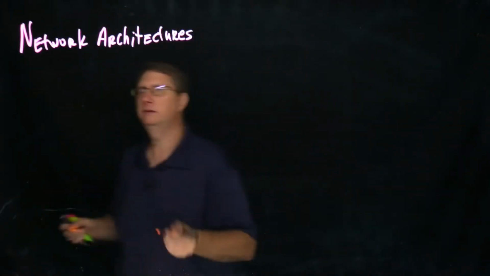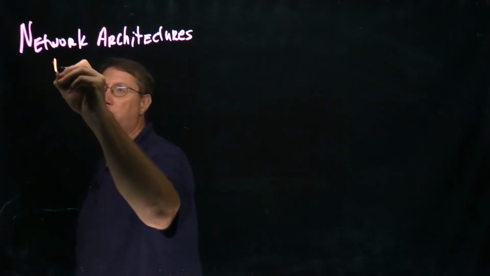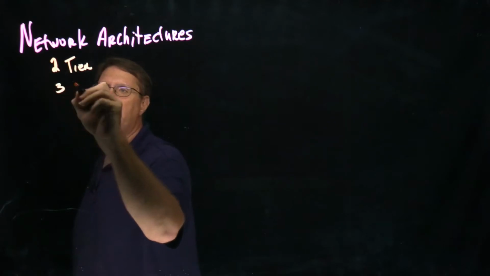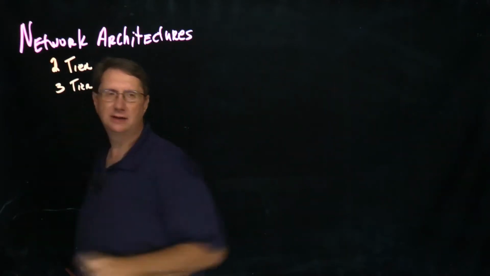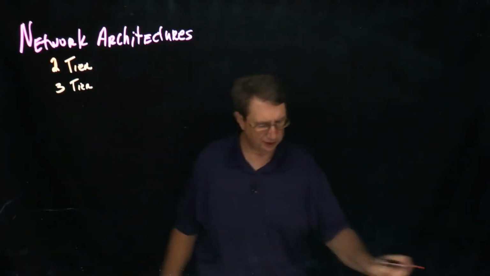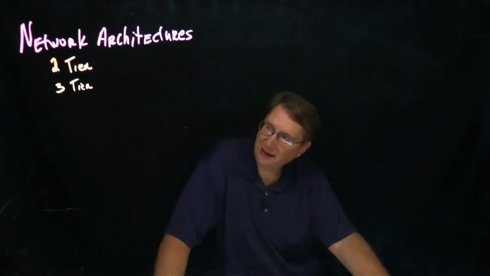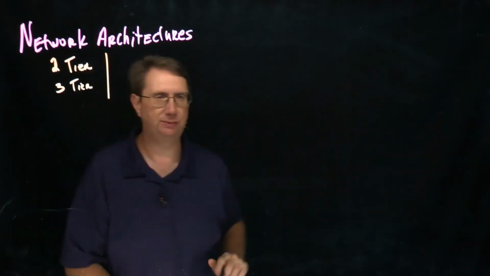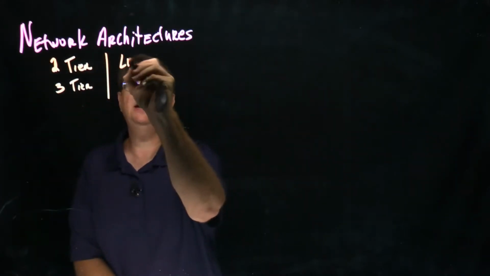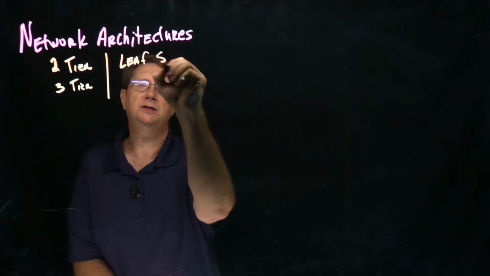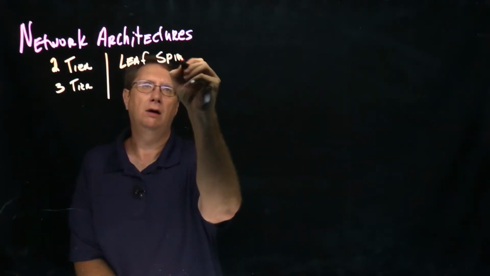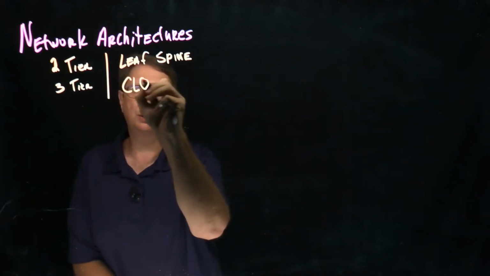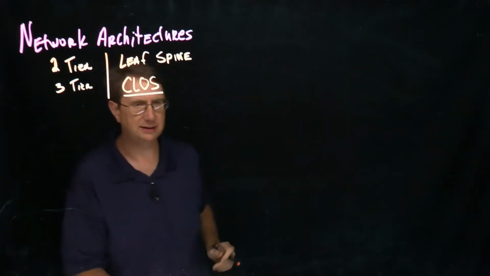We already covered 2-tier and 3-tier designs. Now, as we start going through and we start looking at the last configuration, it has a couple of names. One of them is a leaf spine architecture. The other is, you'll hear a lot of people use the word CLOS, C-L-O-S design.